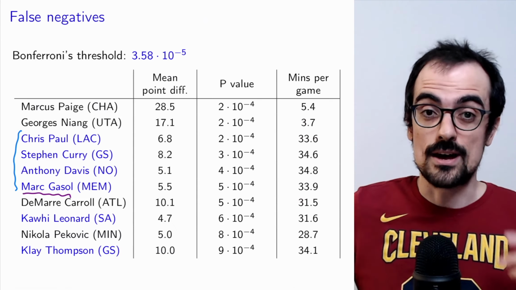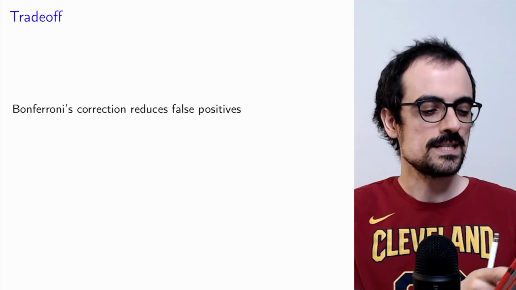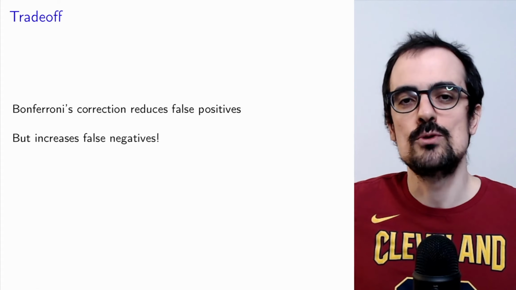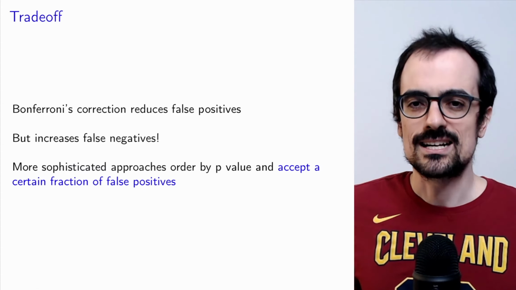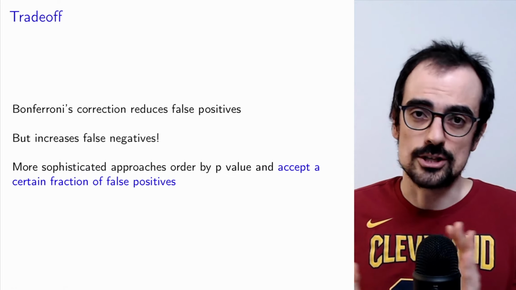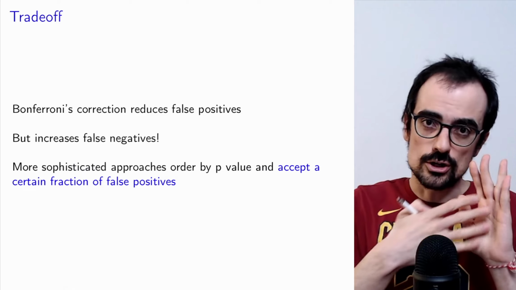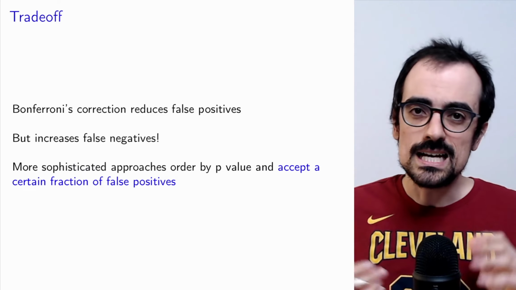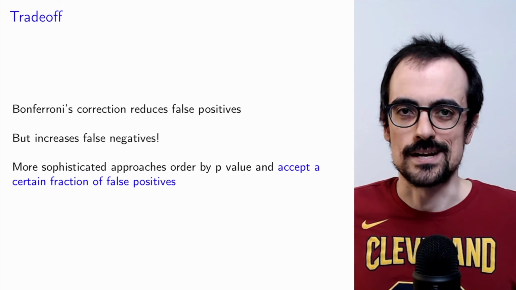So there is a trade-off. Bonferroni's correction still protects us from false positives, but at the price of increasing false negatives. So if you're carrying out many hypothesis tests at the same time, it's probably a good idea to accept that you're going to have some fraction of false positives, order your data by the p-value, and apply a more lenient rule than Bonferroni's correction.